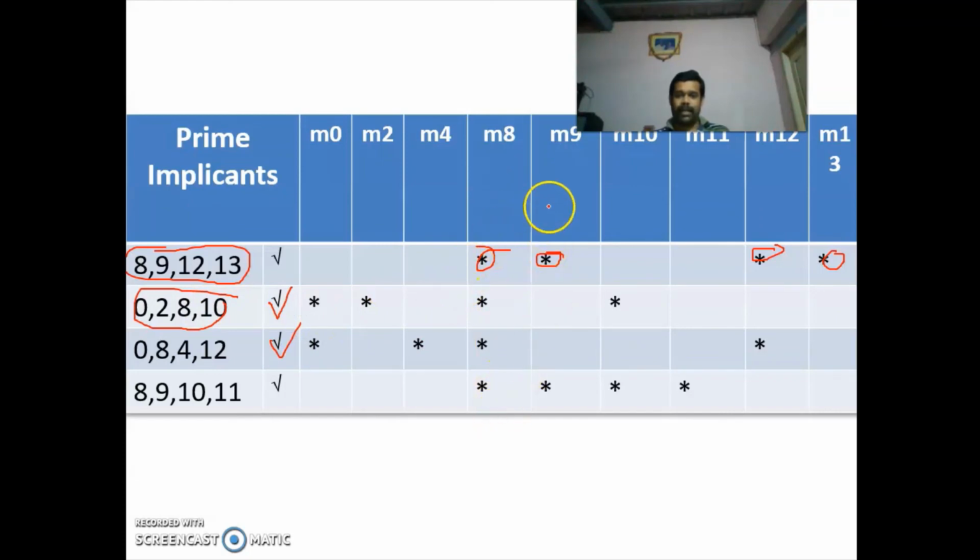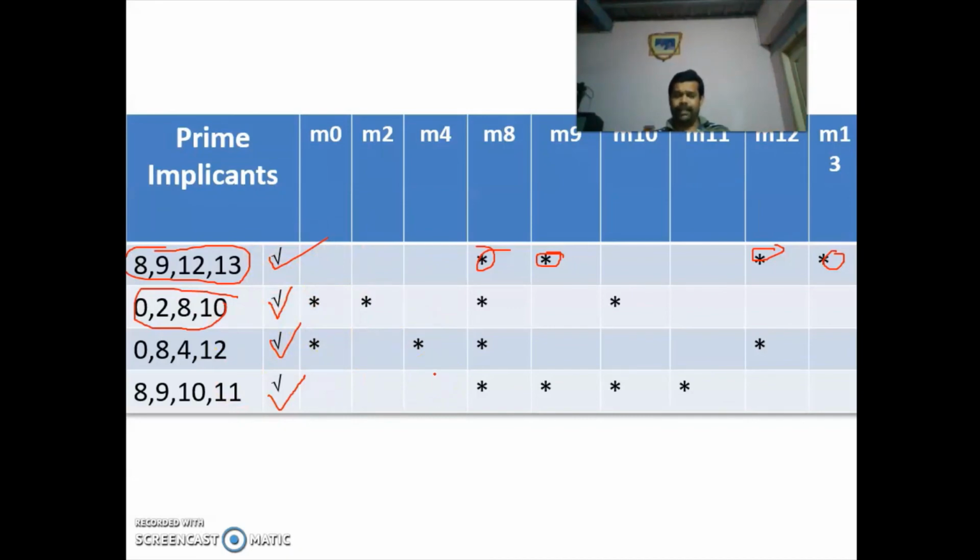Then here 3, here 2, here 1, we have already put tick marks. Here also you have only one star, you put a tick mark. Then here also you have 2 stars, here you have only 1 star, so you put a tick mark. So all the prime implicants get ticked.